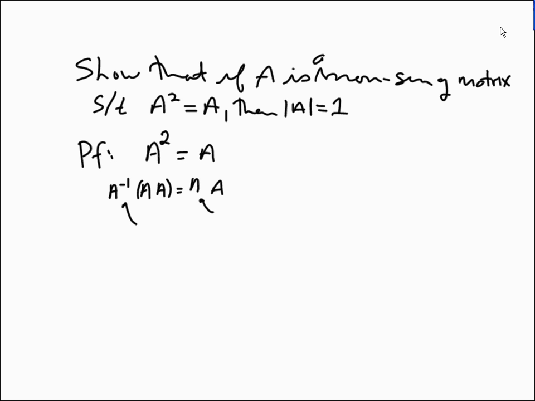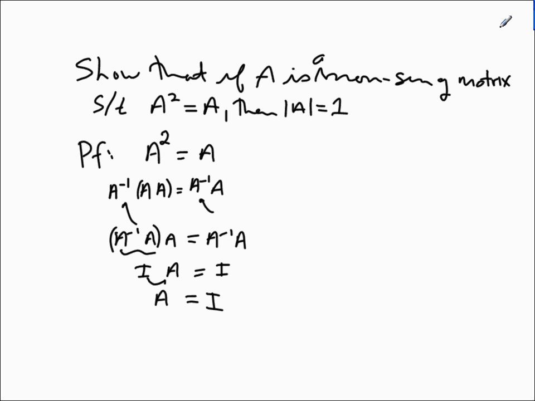Well, on the left side, I'm going to multiply by A inverse. And then I use associative law. I have A inverse A. I'll bracket it this way. And I'll leave it as A inverse A for now. This is identity times A, and that's the identity. Identity times A is A. That A is the identity.